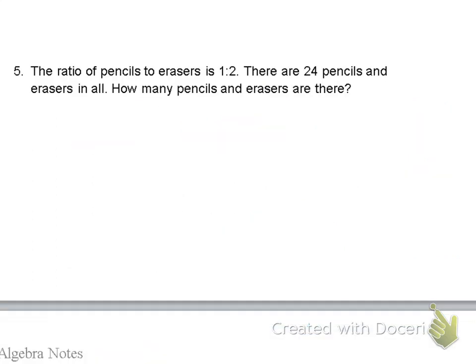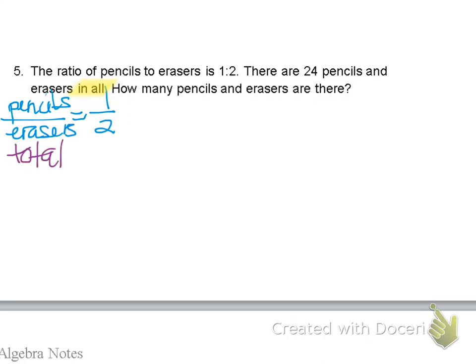Moving on to example number 5. Now we have a ratio of pencils to erasers, 1 to 2. So in our ratio, we have pencils to erasers, 1 to 2. There are 24 pencils and erasers in all. Key word here being in all. So we need a total for how many pencils and erasers we have in our original ratio. So our total pencils and erasers is 1 plus 2, which is 3.